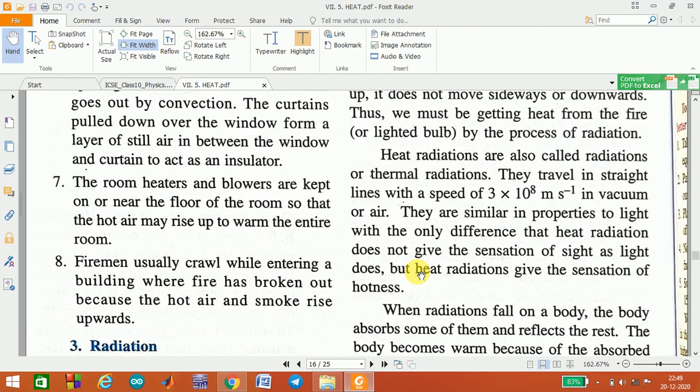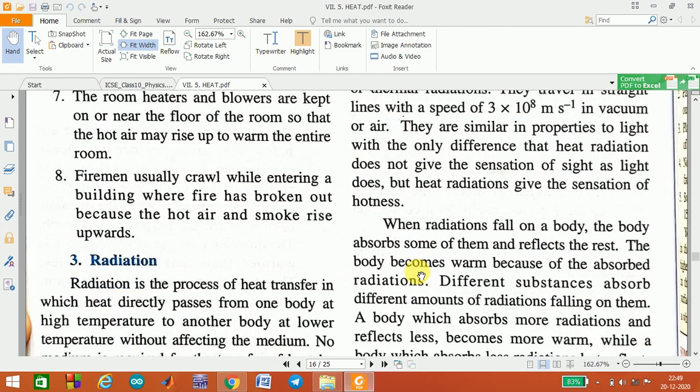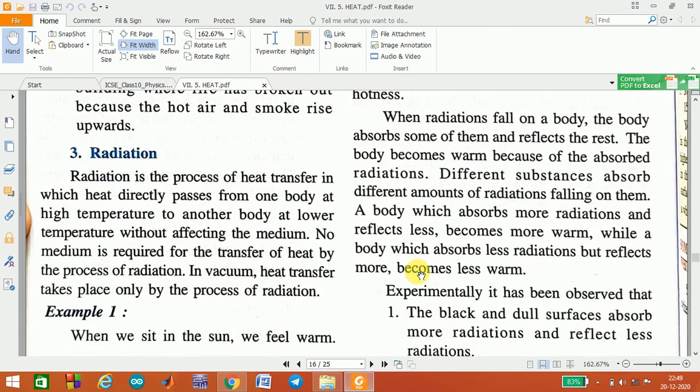Then next we have radiation. Okay, so the next part is what? The next part is radiation. So what is radiation? We will see. Radiation is also a process of heat transfer, in which heat directly passes from one body at a higher temperature to another body at a lower temperature without affecting the medium.